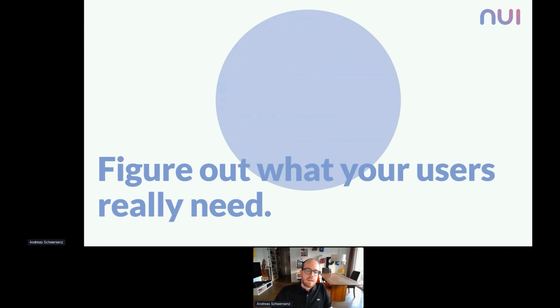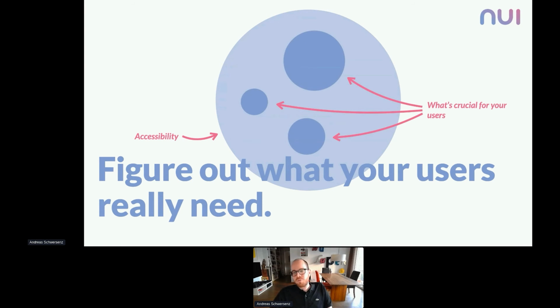And if you think about it, you have all these things when it comes to accessibility, right? Color blindness and simple, easy to understand language, and so on and so forth. But there's always the subset of things that are crucial for your users, right?